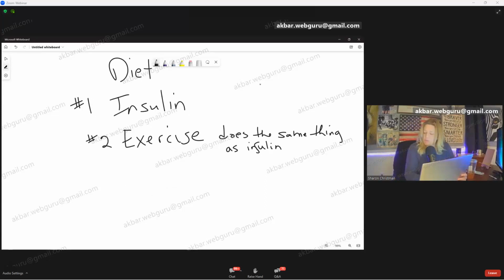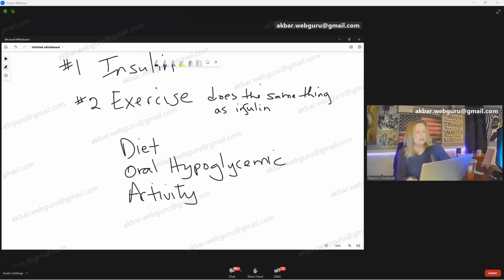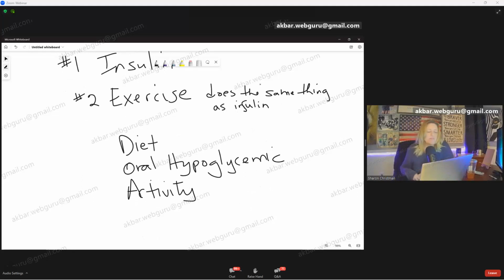Then type 2, we have diet, oral hypoglycemics, and activity. Now, activity means the same thing as exercise. It's just we needed to make it fit in this, okay? So what is number one for type 2 diabetics? Out of these three things, what's number one? Number one is diet. Don't say oral hypoglycemics.